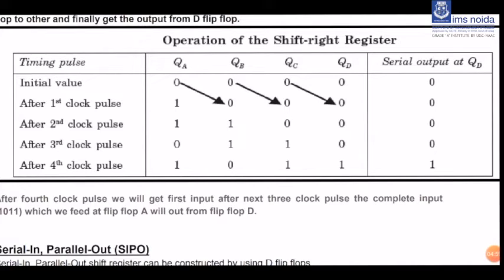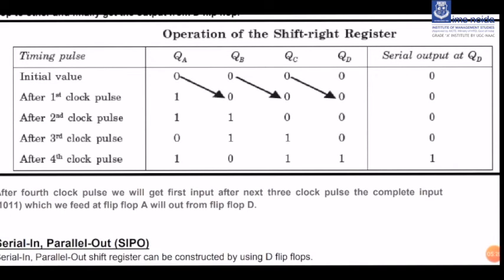So initially 0000, that means QA, QB, QC, QD, the four outputs of the four different flip-flops. So the serial output will be 0, then one clock pulse is applied, so it will be delayed, that means 1 0 0 0. Then for the second clock pulse 1 1 0 0, then again 0 1 1 0, then 1 0 1 1, and finally we get the output 0 0 0 0 and 1.